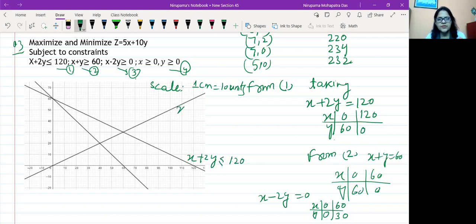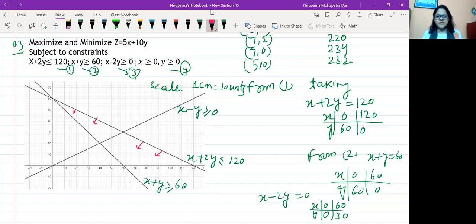This line passing through origin, x minus y greater than equal to 0. We will check it. Now x plus y greater than equal to 60. Okay, so let's see which portion to be shaded. The first one, if you start with x plus 2y less than equal to 120, line is not passing through origin. Okay, so origin can be taken as landmark. Taking 0, 0, we have 0 less than equal to 120, so it is towards origin, right?